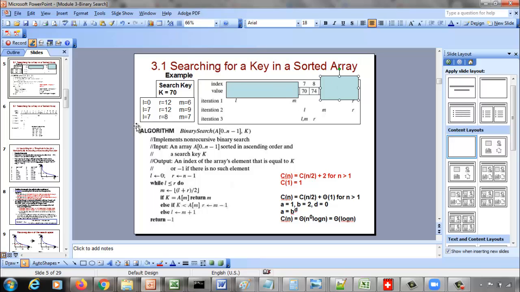So the left index is 7, but since we are going to discard the right subarray as well as the middle index portion, we have to set the right index to be 1 less than the middle index. So we say right index equals middle index minus 1. So that means right index will be 9 minus 1, which is 8. So you see how we are reducing the search space.